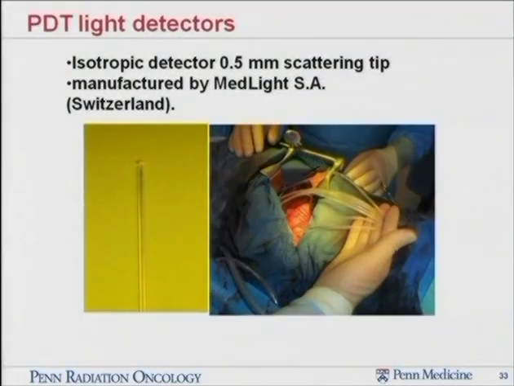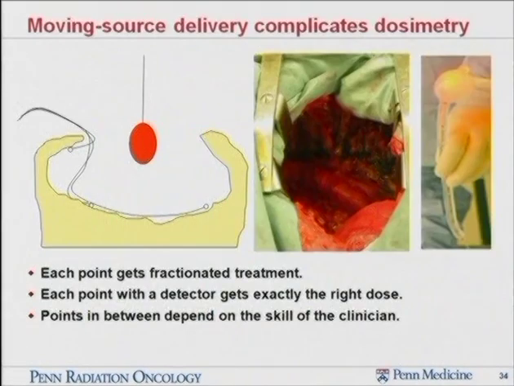Isotropic detector, you can actually commercially buy it from MedLife, for example. This is probably one of the only commercial companies. You suture these detectors into various locations using sterile tubes, and the detector itself actually doesn't need to be sterilized. We don't sterilize the detector because it's inside a protected tube.